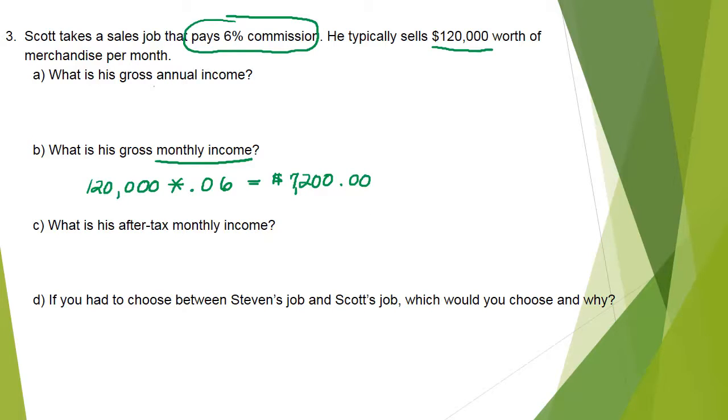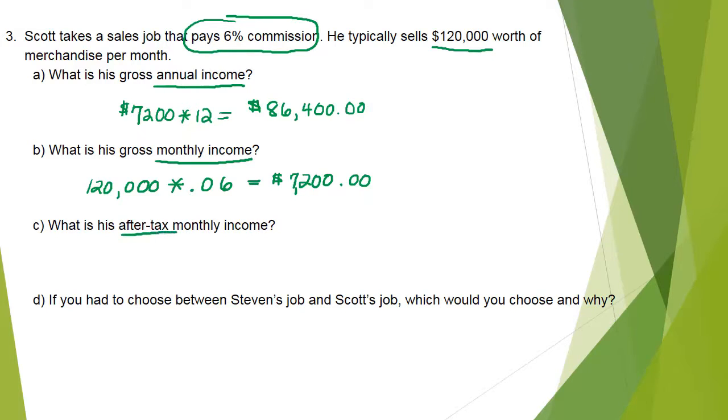I'm going to go back up here for my annual income, and I'm going to take that monthly income and I'm going to multiply it by 12, since there's 12 months in a year. And this will give me my annual income of $86,400.